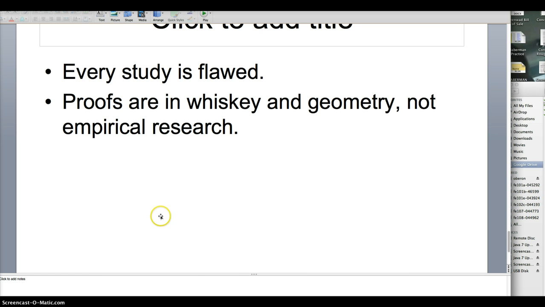So that kind of covers quantitative research, and we'll post a discussion thread based upon an article that you're going to look at.